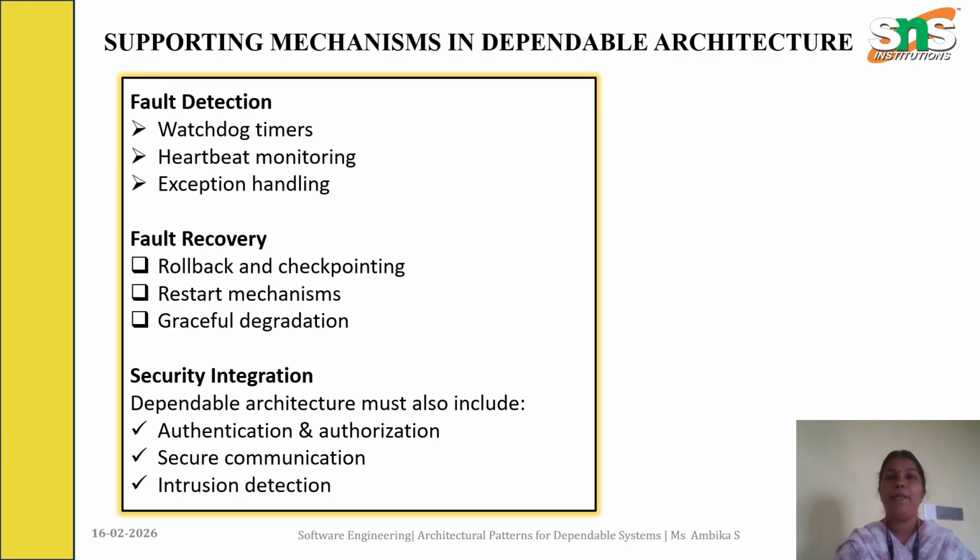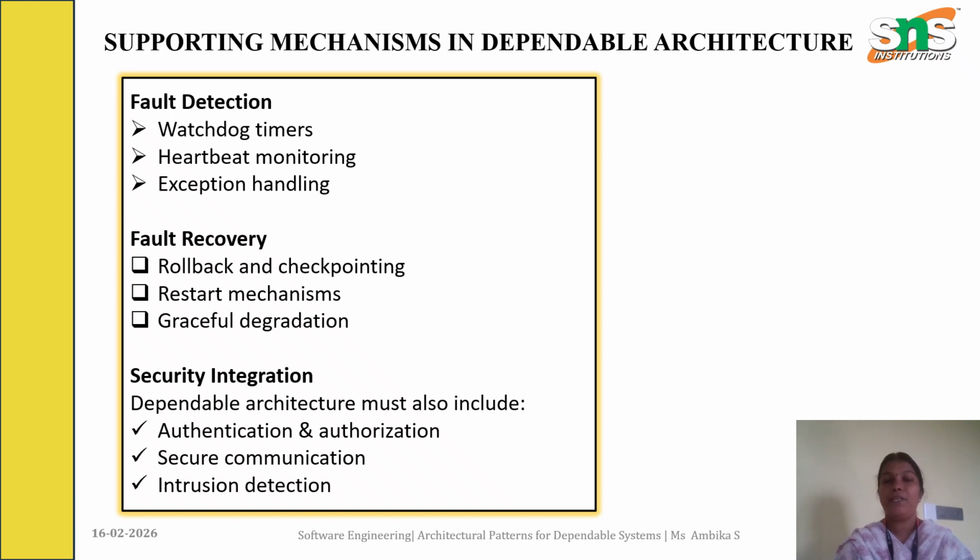Supporting mechanisms in dependable architecture. First, fault detection. It mainly focuses on watchdog timers, which may be hardware or software mechanisms for detecting and preventing faults. Next one is heartbeat monitoring, which ensures whether the system is operational or not. Next comes exception handling, which is executed during the execution of the software. Next one is fault recovery. It is achieved by rollback and using checkpoints, also restart mechanisms, and graceful degradation. That is, even in case of failure, the system won't crash totally. It will be operational at least for some time.